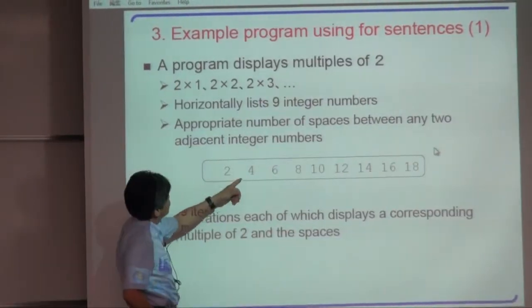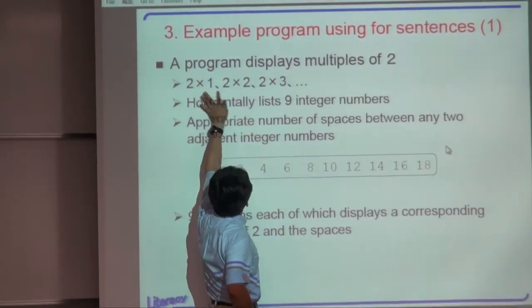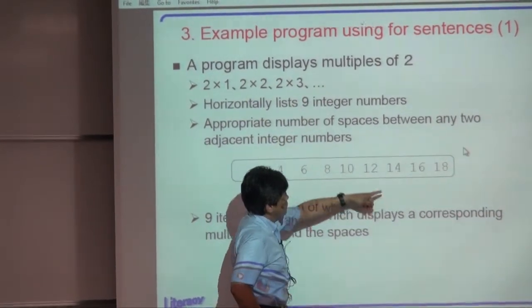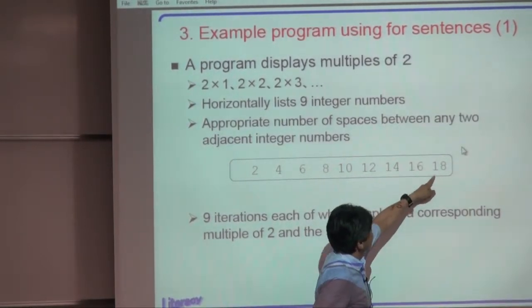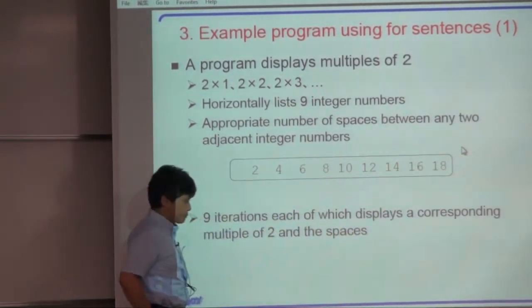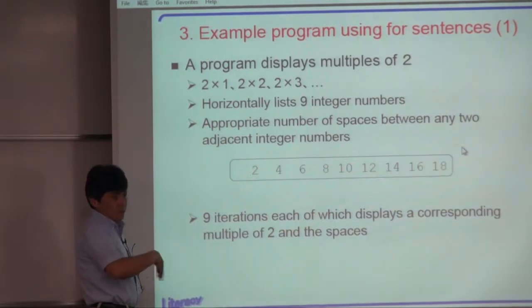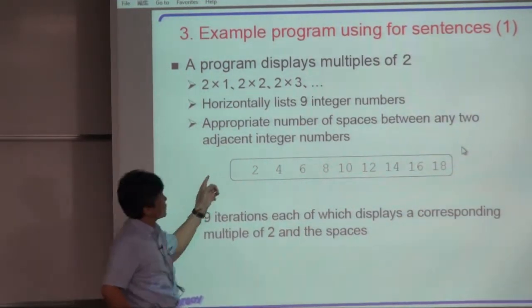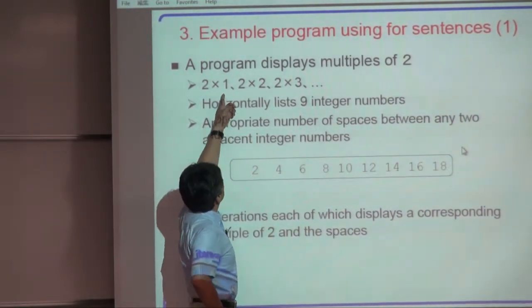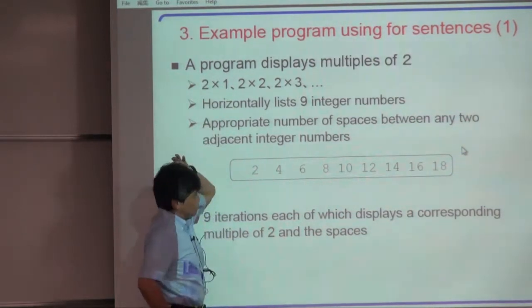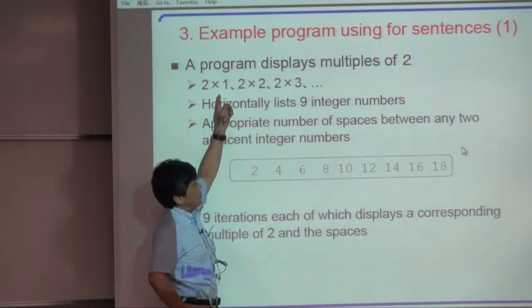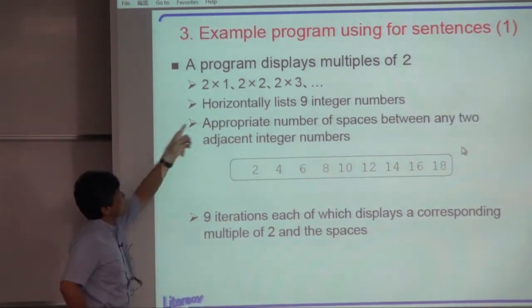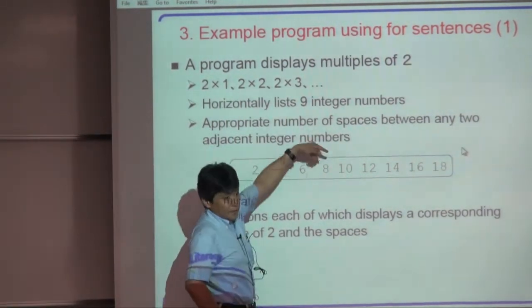So in this case, 1, 2, 3, 4, 5, 6, 7, 8, 9. So you have to iterate 9 times. You have to execute this part by changing this value 9 times, from 1 to 9.